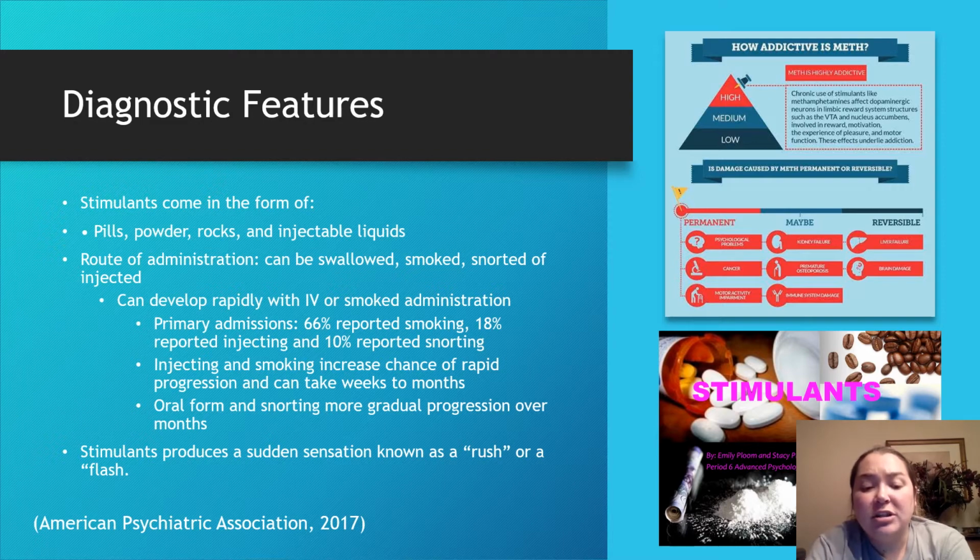As far as admissions into the hospital, primarily 66% reported smoking, 18% reported injecting, and 10% reported snorting. They also found that injecting and smoking increased your risk of rapid progression into stimulant use disorder, and oral form and snorting showed more of a gradual progression. And the stimulants produce a sudden sensation known as a rush or a flash, and this is what the drug seekers are looking for as they use the drug.